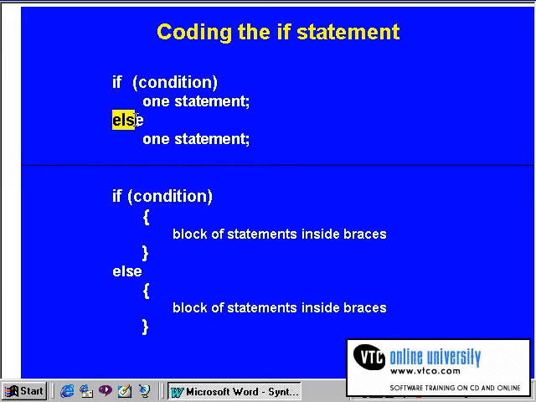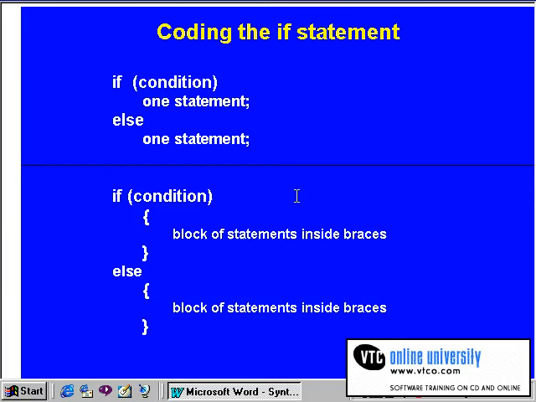The else statement, or the else portion of the statement, allows you to execute code if the condition being tested for is false. Once again, if you want one statement executed, you can place that statement immediately after the word else, ending in a semicolon.